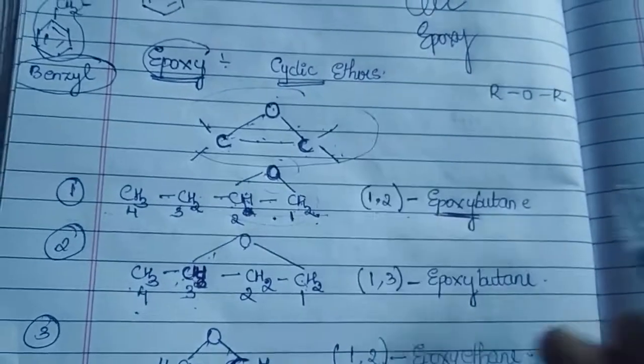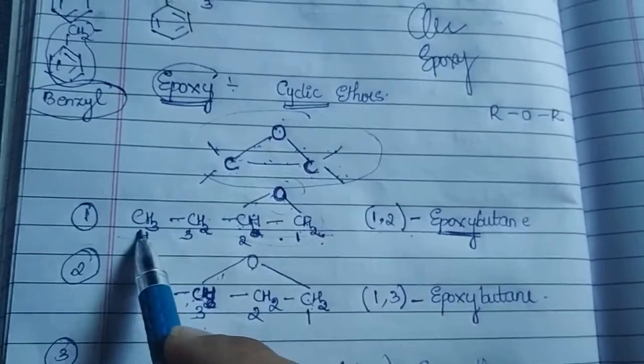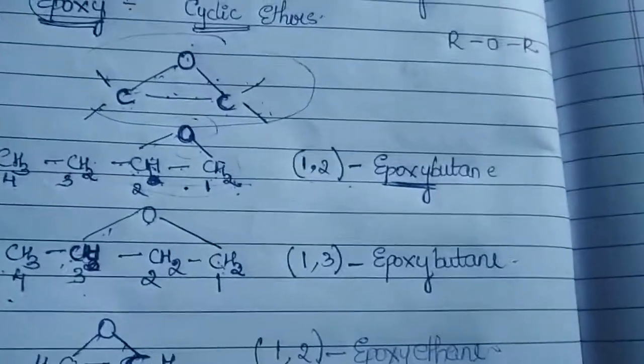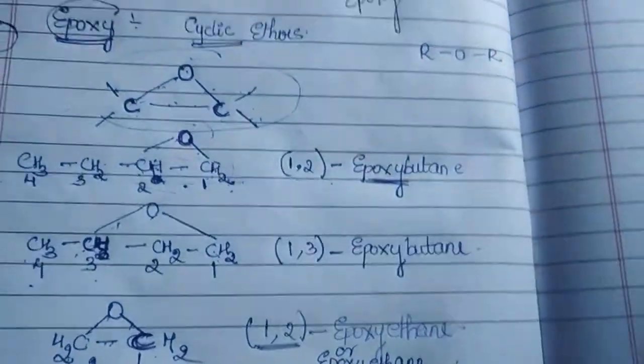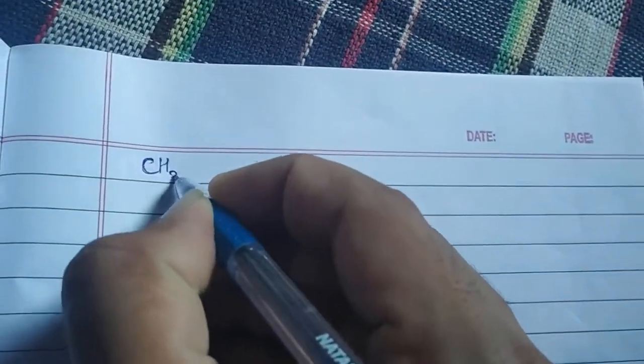Epoxy. First you have to represent their positions, to which carbons they have been attached. Then you have to check out the number of carbon atoms. Along with the root word, you have to write the primary suffix. Okay, now let me give you one important question, and you can just pause it and try on your own for a few seconds.